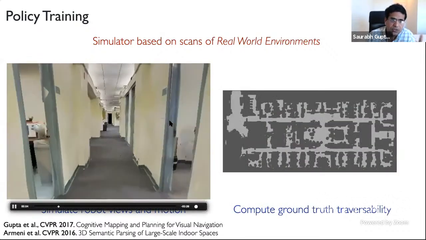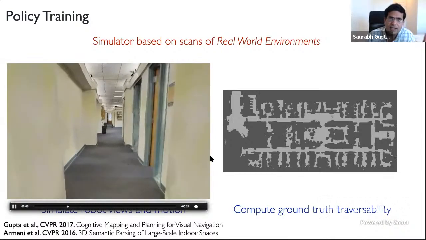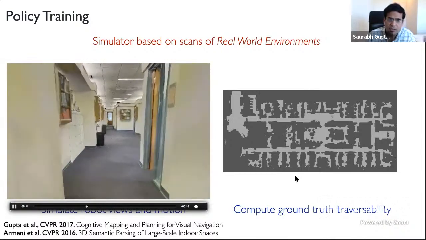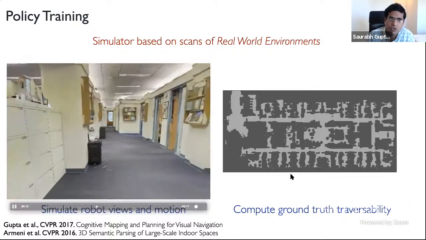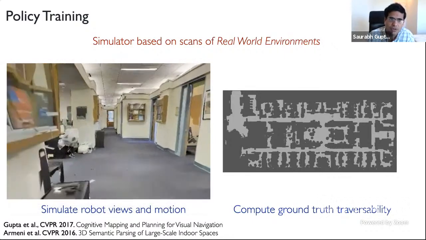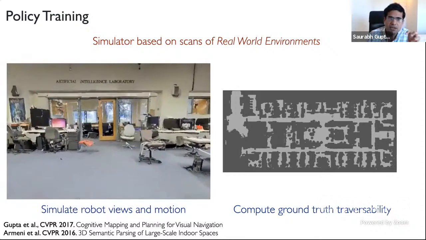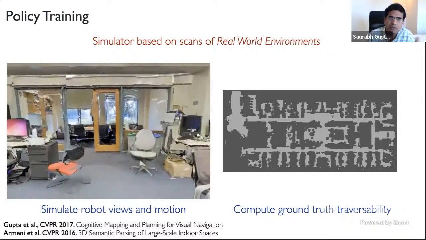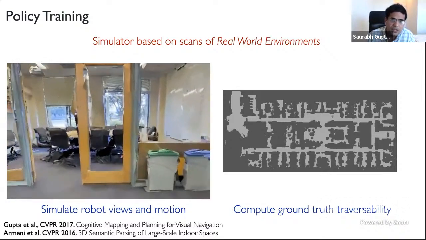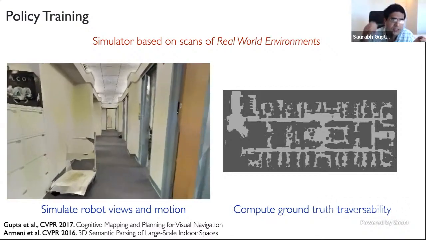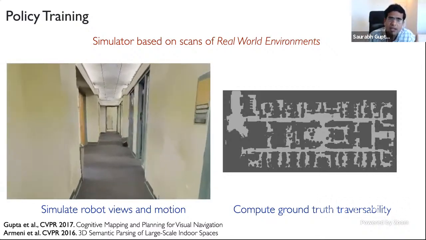And in these scans, you can simulate a robot. You can simulate the robot's view and the robot's motion. You can compute ground truth free space maps, ground truth of where objects are, and so forth. Basically, you can cook up a reasonably realistic simulation environment in which you can train these policies. So we made some of these simulation environments some number of years ago, and these are based on Matterport scans and so forth.